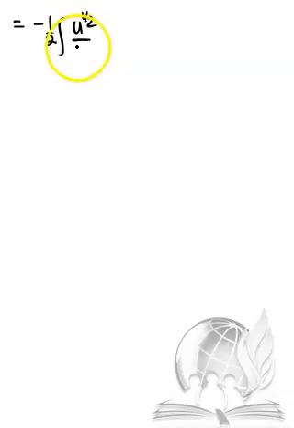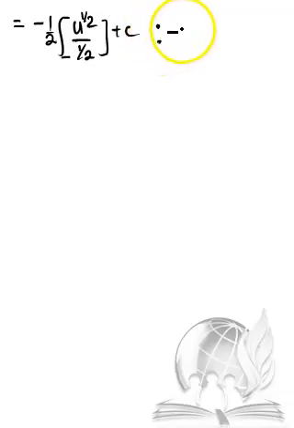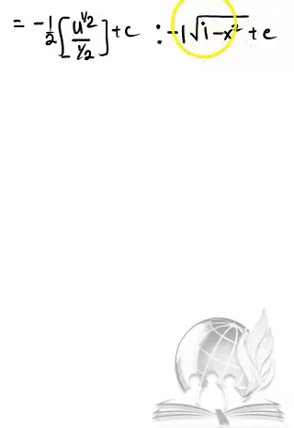Don't forget there is a negative 1 over 2 here. Then we have u raised to the power of 1 over 2 divided by 1 over 2. We have the plus c here, which we are going to put later. This 2 is going to cancel this, so the expression is going to be negative 1 times the square root of 1 minus x squared, plus c. So this is what we have on the other side.